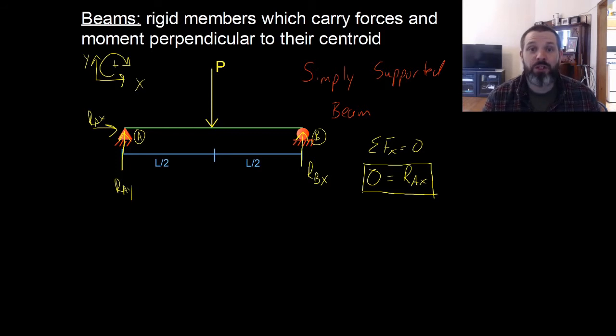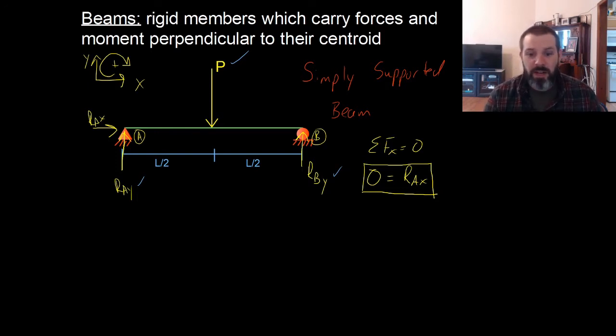Now, if we directly went and summed forces in the y direction, we'd write an equation that would involve RAY, RBY, and P. If we do this, we'll have 1 equation and 2 unknowns. So if there are 2 unknowns in our 1 equation, we can't directly solve.